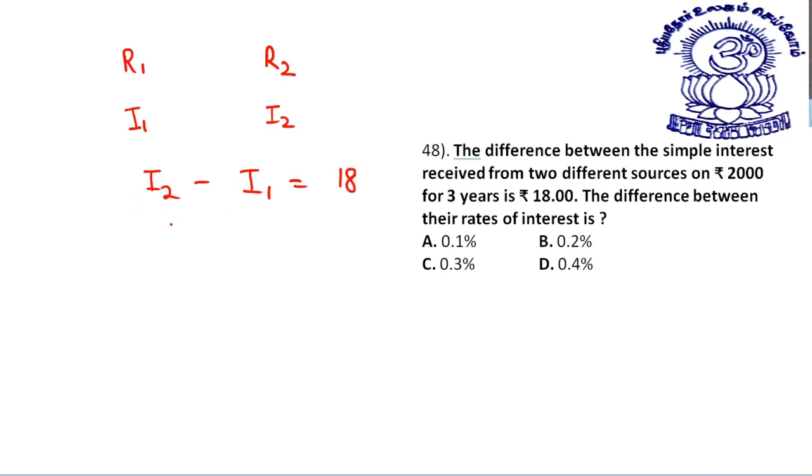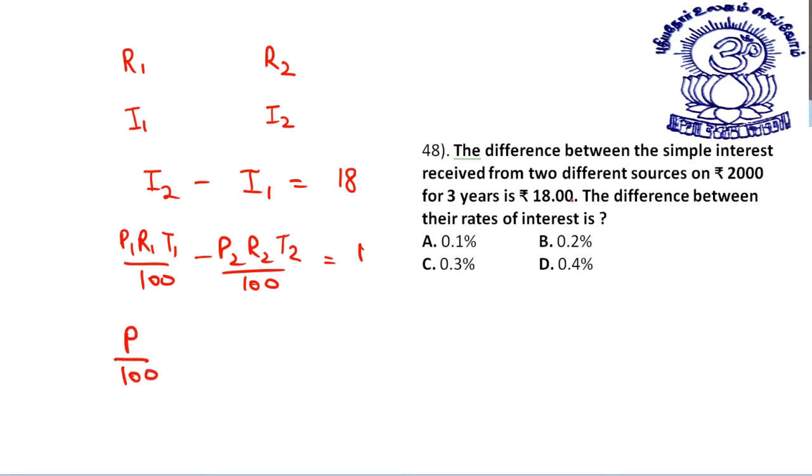What is I2 minus I1? It will be P1 R1 T1 by 100 minus P2 R2 T2 by 100, equal to 18. Once I am doing it in detail, next time I will be using the shortcut. Now the principal is the same in both cases, so I take P common, I take 100 common. Time is also the same, so I take time as 3 years.